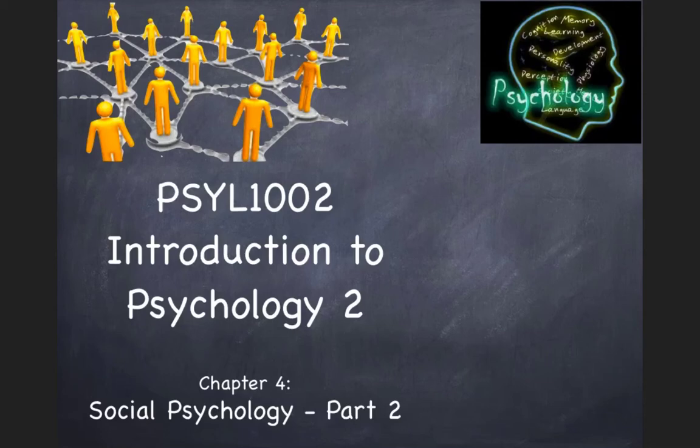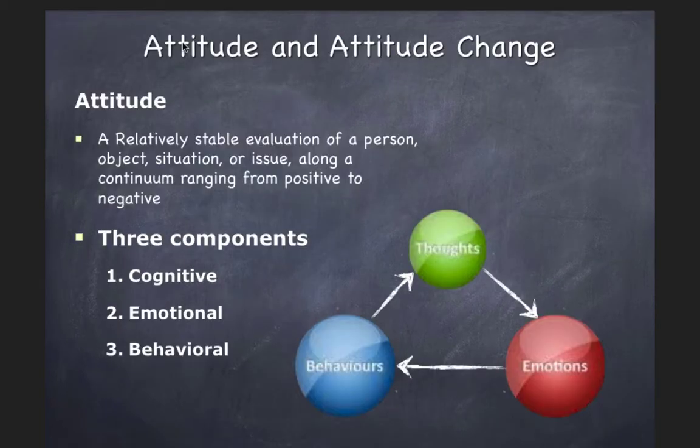Okay, now we're looking at part 2 of social psychology. And what we're going to start here with is looking at attitude and attitude change. Now, what an attitude is, it's a relatively stable evaluation of a person or an object or a situation or an issue along a continuum ranging from positive and negative. Now, there's 3 components to an attitude. There's cognitive, emotional, and behavioral.